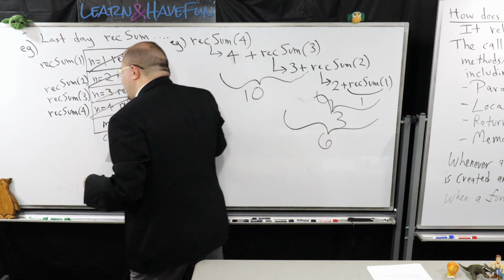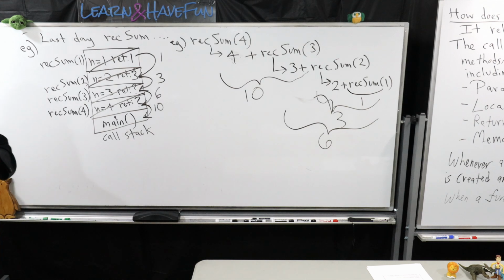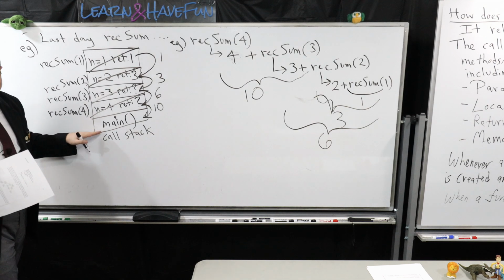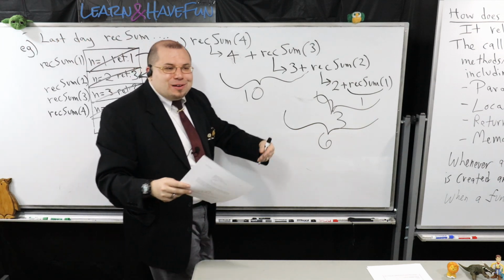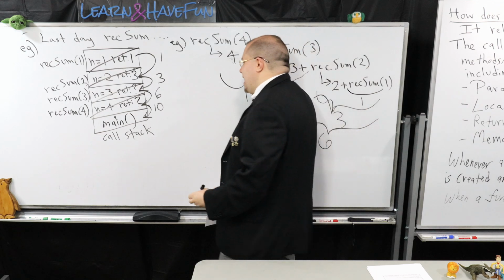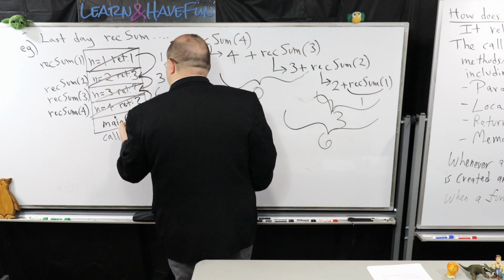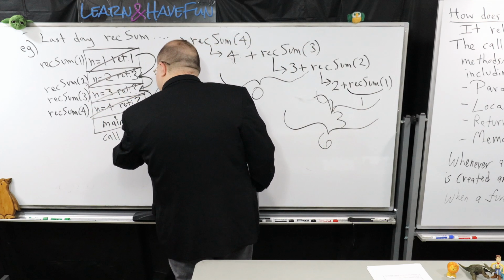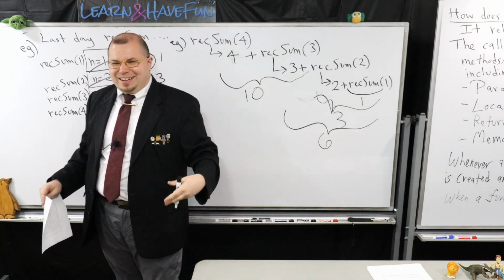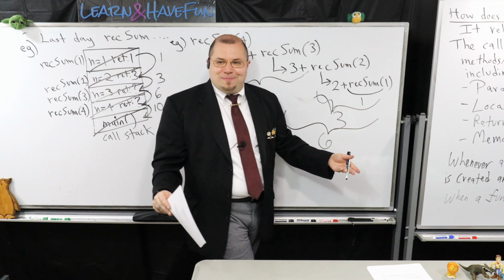And Recsum 4 completes. It pops it off the call stack because it's finished. And now we're back to our main function. And then the main function will continue to proceed until it completes. And it may use this 10 however you see fit, but that will be the result in that case. And then the main function will cease at some point, concluding the execution of the program.